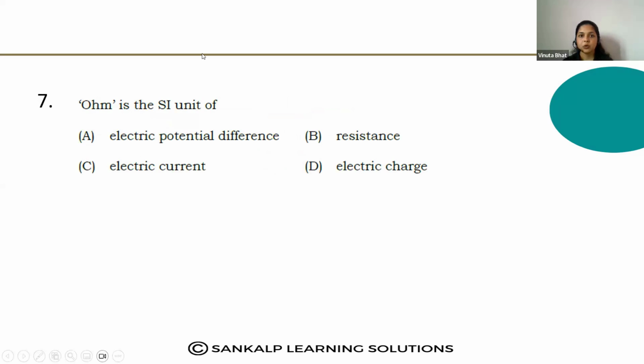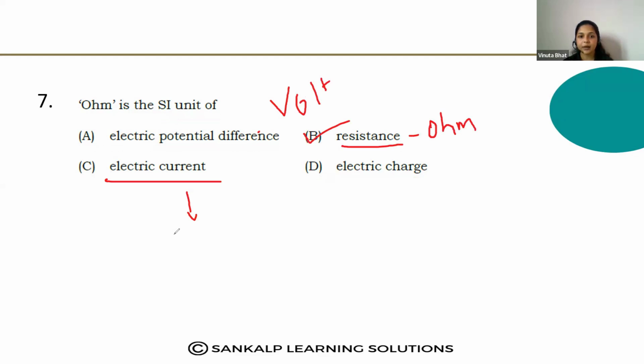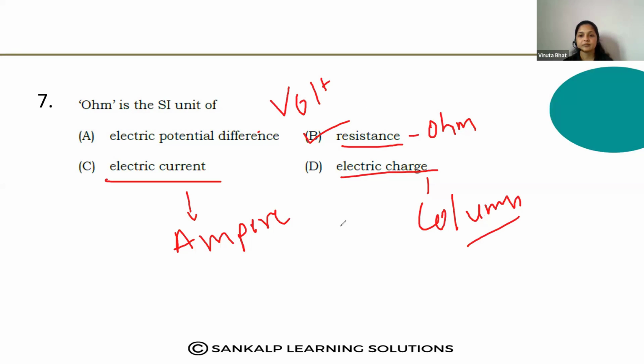Next question. Ohm is the SI unit of option A, electric potential difference, option B, resistance, option C, electric current, option D, electric charge. Here, electric potential difference, so the SI unit is volt, resistance, SI unit is ohm. Okay, option B is the correct answer. Then electric current, that is having the ampere, and electric charge, that is coulomb.